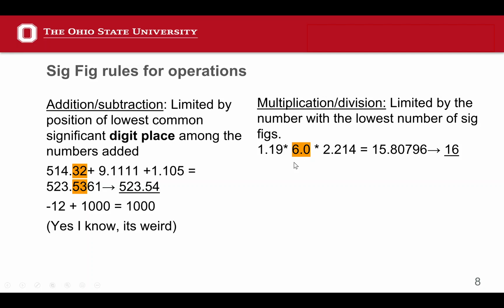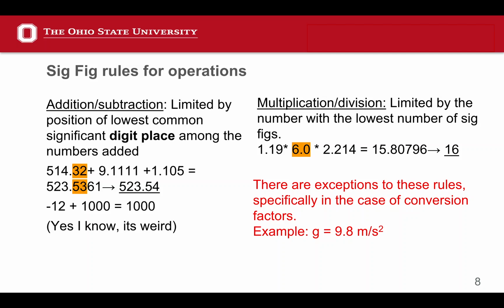So in this equation, the second term, 6.0, only has 2 sig figs, whereas 1.19 has 3, and this term has 4. So we round our final answer to 2 sig figs. We just get 16. Now it's worth noting that there are exceptions to these rules.